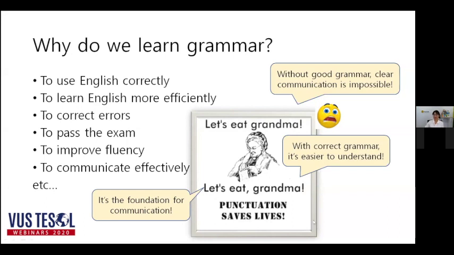Grammar is the foundation for communication. Without good grammar, clear communication is impossible, as we can see here, right? And with correct grammar, it's easier to understand. Do you all agree? Grammar is the foundation for communication. Oh, you like this slide? Yes, let's not eat grandma. Let's eat together with grammar.